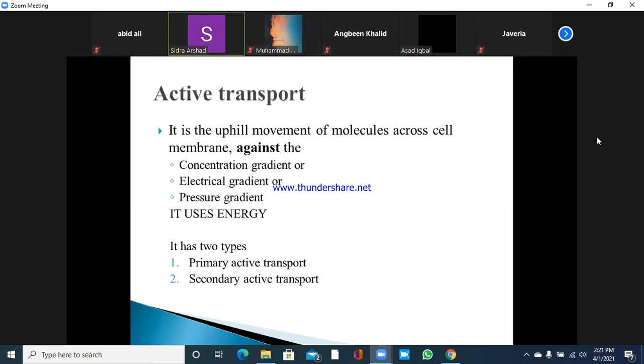But when we use the term active transport, it is basically the type of transport in which energy is utilized. By uphill movement we mean that the movement is against the concentration gradient, or against the electrical gradient or the pressure gradient.